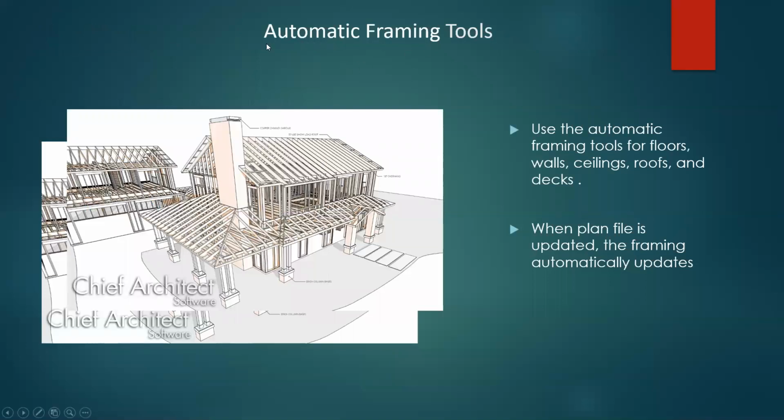Automatic framing tools, if you're in the housing part where you're actually designing the houses and you want to show the framing, we do that automatically. Once you've created the walls in either 2D or 3D, you can have it automatically frame the house. If you were to edit the house at all, the framing would automatically update. So that saves quite a bit of time.